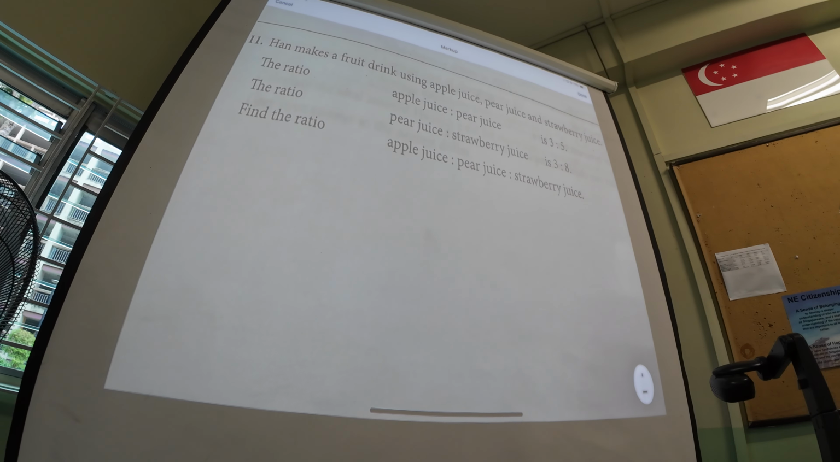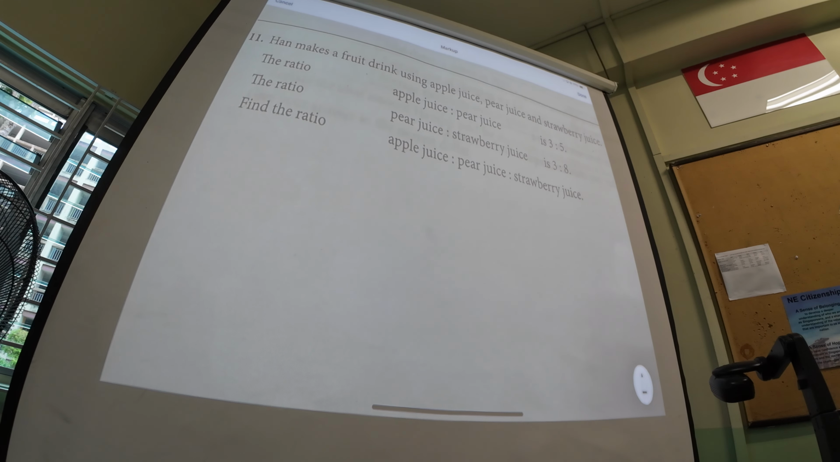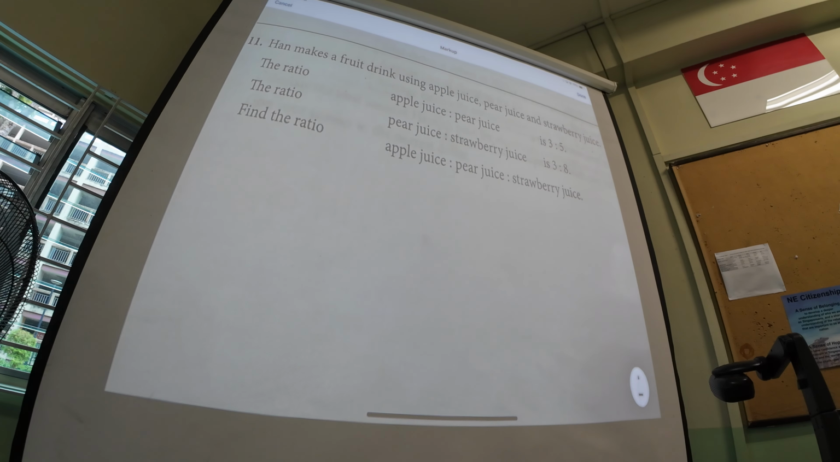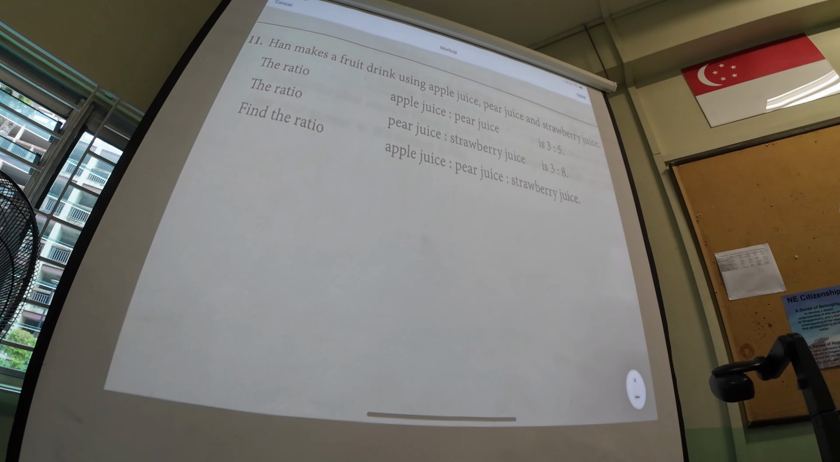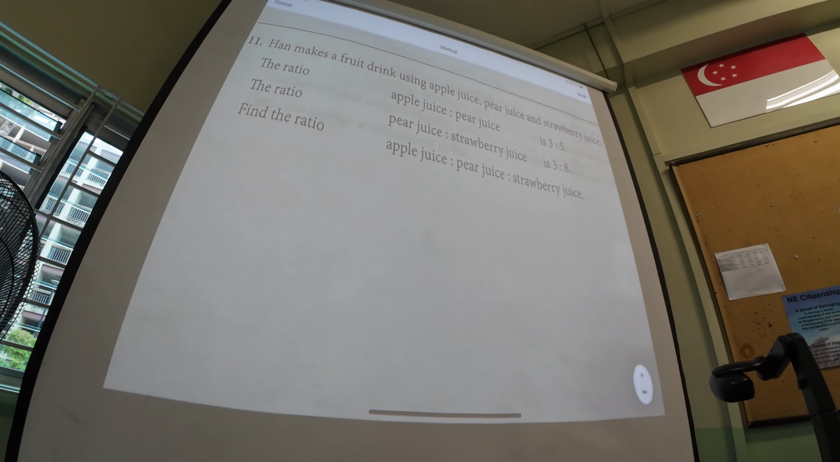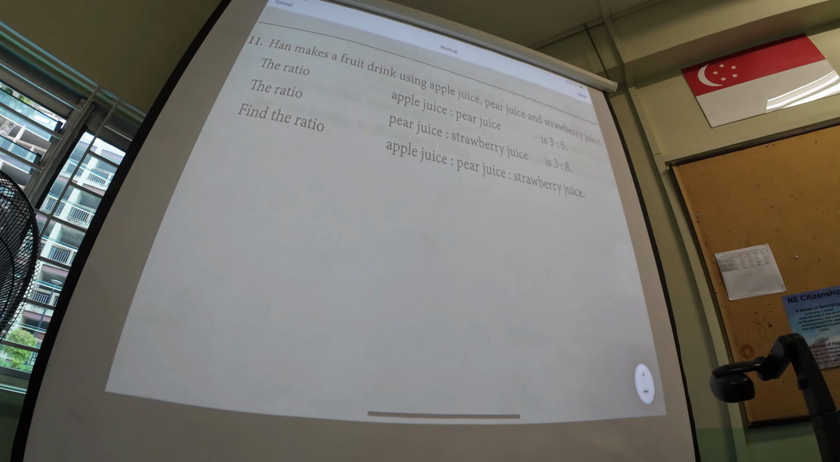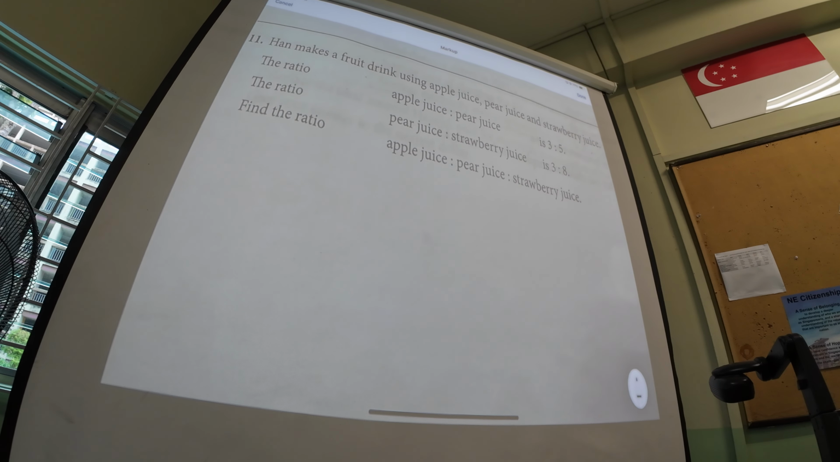Okay, so for question 11, we are mixing 3 different juices. They only give us a ratio between 2 of them, 2 times. Then they want us to put them together. So we have a ratio of apple to pear, we have pear to strawberry, then we want to put all 3 in one line. Okay?